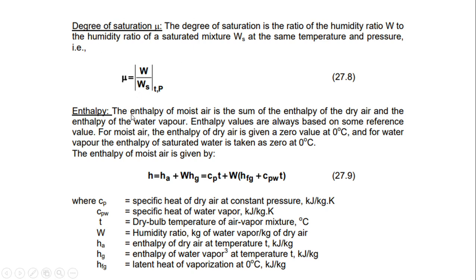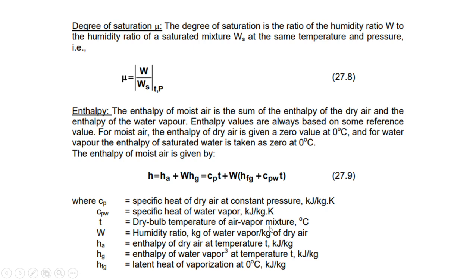Okay. So the enthalpy of moist air is the sum of the enthalpy of dry air and the enthalpy of water vapor present in the moist air. The enthalpy value is always based on some reference value. So it is denoted by the equation h equal to ha plus W into hg, where W is the specific humidity or humidity ratio. You may have the formula hg equal to hfg plus Cpw t. Cp is the specific heat of dry air at constant pressure, Cpw is the specific heat of water vapor, and t is the dry bulb temperature of air.